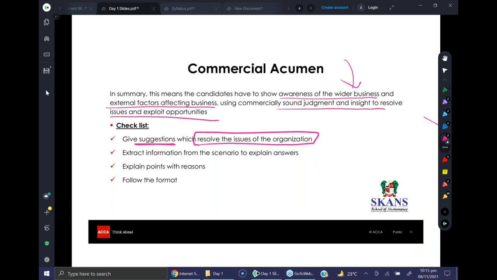So the first point says give suggestions which resolve the problem of the company in that particular situation of the company. So can I say buy a new lorry? I mean, they need a lorry, they need a vehicle. Can I say just go and buy a new one? What's the problem? What do you think? Would it get me commercial acumen marks?